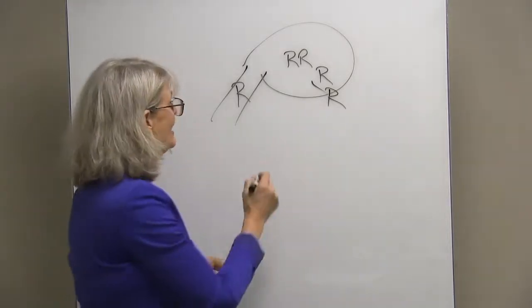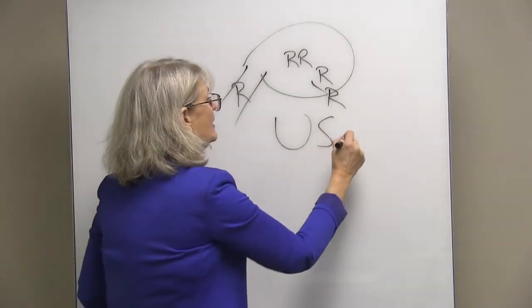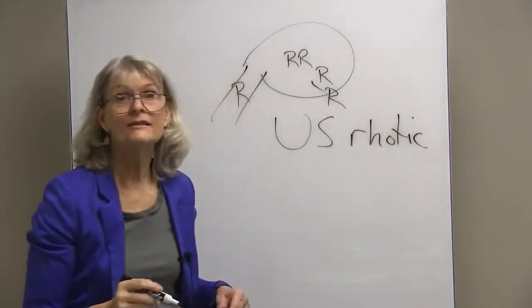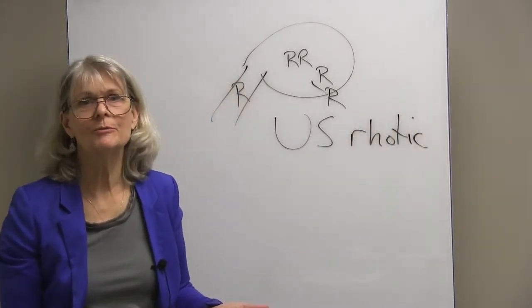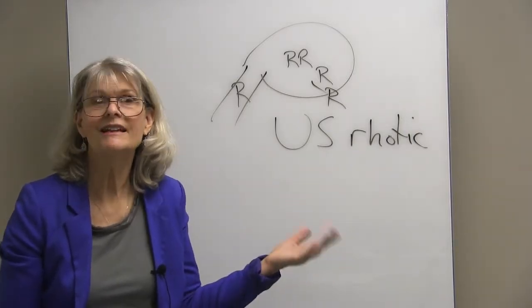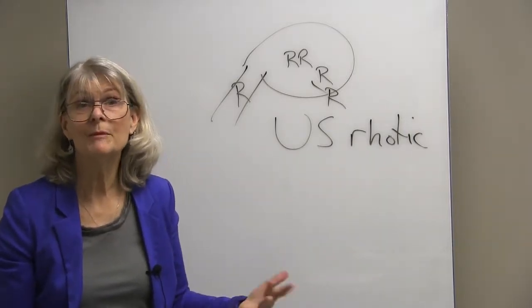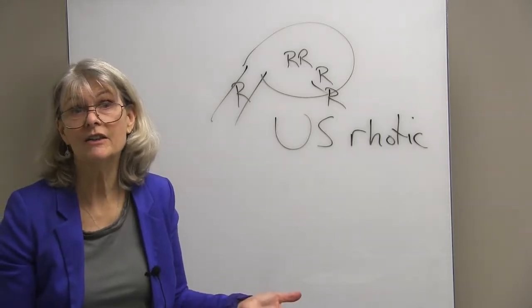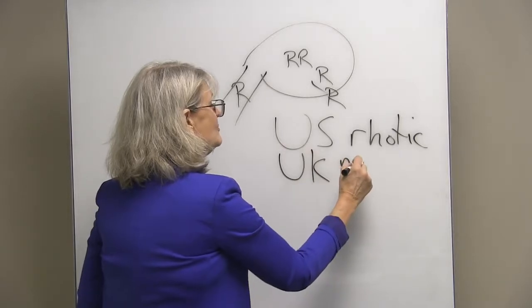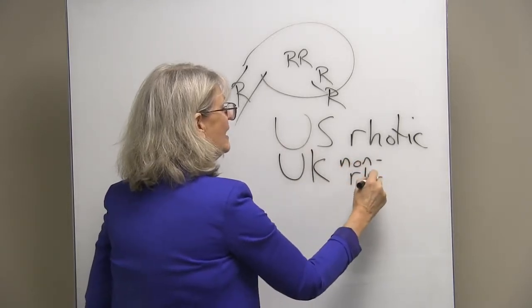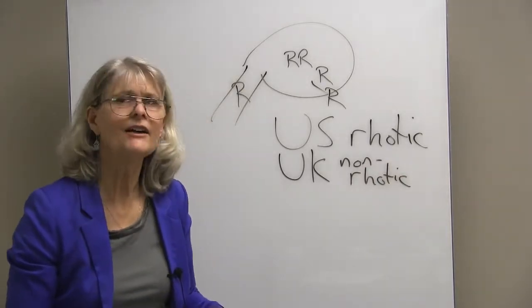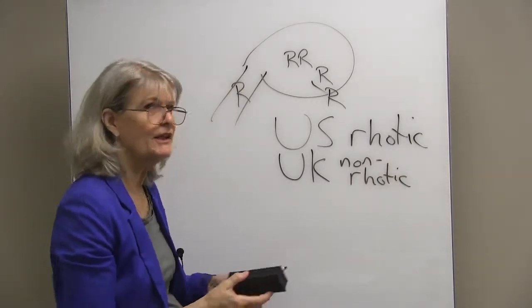This makes the US rhotic. That is, we pronounce our R's. Almost all of us do pronounce our R's. Exceptions are the area of Boston, the city of Boston, and also the Deep South. People there do not pronounce their R's as much. The UK, on the other hand, tends to be largely non-rhotic. Largely, not entirely.